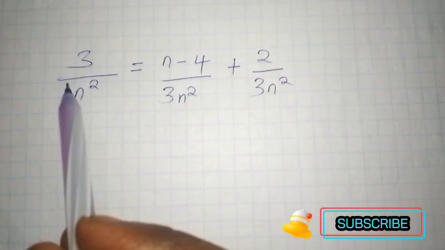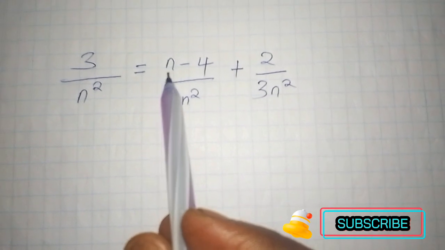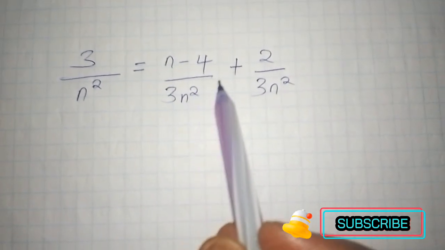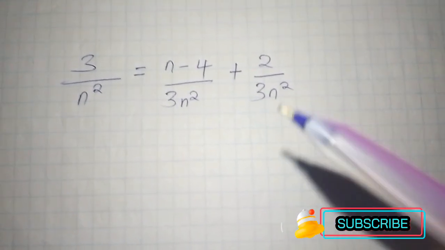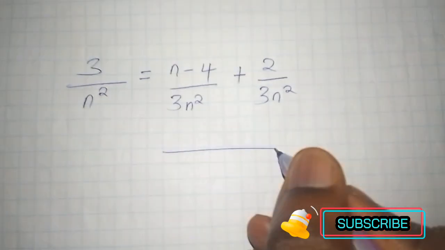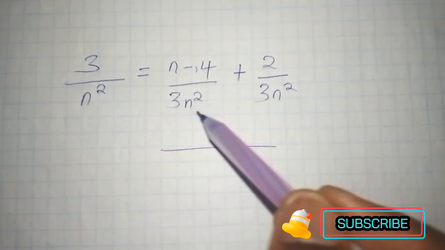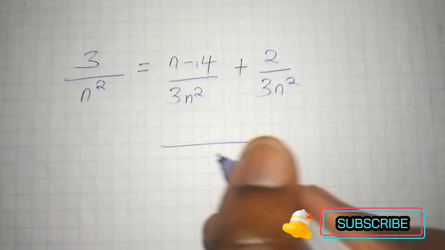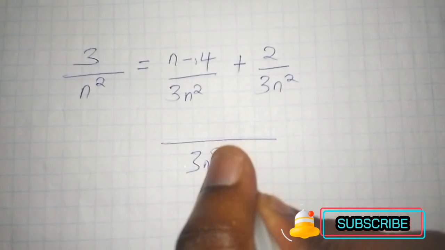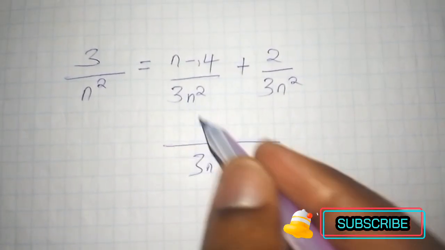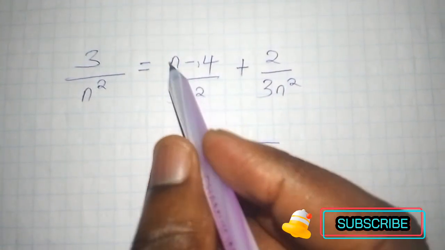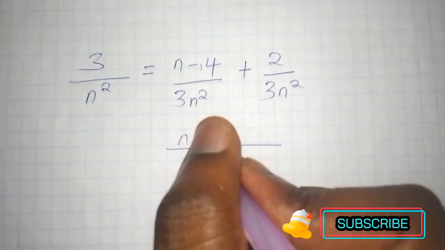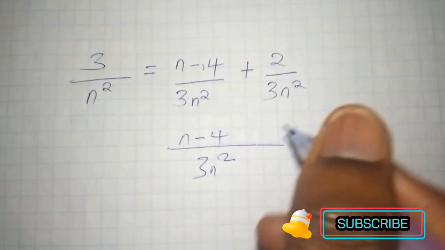So here we have 3 over n squared is equal to (n minus 4) over 3n squared plus 2 over 3n squared. So what we're going to do is work out this one first. We're going to find the LCM of 3n squared and 3n squared. So the LCM is 3n squared. So 3n squared goes into 3n squared once, and 1 times all of this shall be n minus 4.